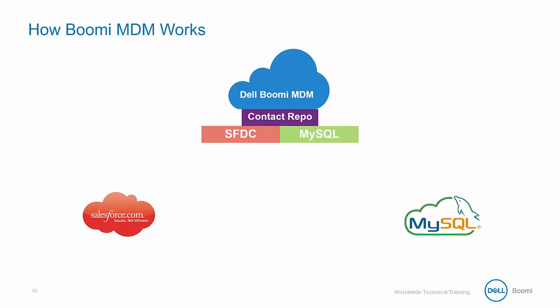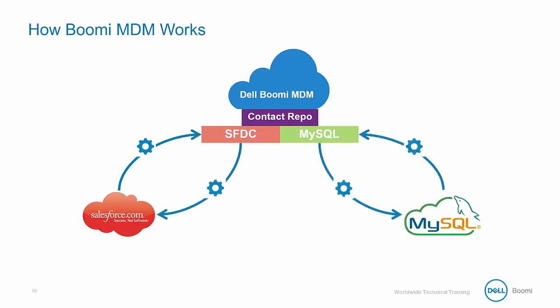We will reference these sources within the MDM API connector shapes so that data coming from our Salesforce source will be sent through the SFDC channel to our contact repository, and our MySQL data will be sent through the MySQL channel into the contact repository as well. We can do this by leveraging our AtomSphere processes, noted by the blue lines connecting the sources to the MDM source objects.